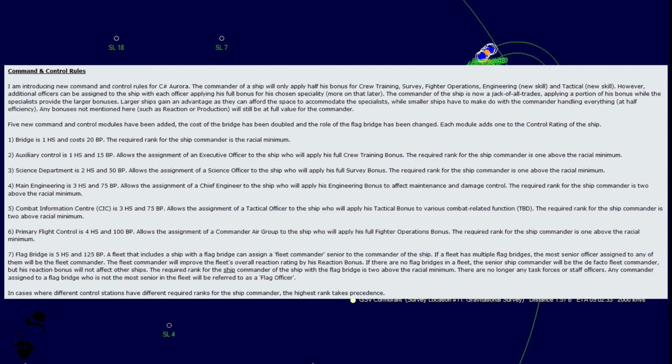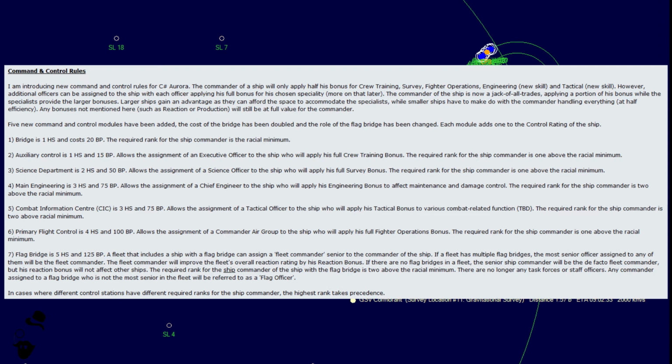The required rank for the ship's commander for a ship with a flag bridge is 3 above racial minimum. There are no longer any task forces or staff officers. Any commander assigned to a flag bridge who is not the most senior in the fleet will be referred to as a flag officer. In cases where different control stations have different required ranks for the ship commander, the highest rank takes precedence. So, all in all, what this basically means is that a flag bridge is broken down into multiple components. A lot of the various bonuses that commanders have now require additional tonnage and build points, and ships now have multiple officers.